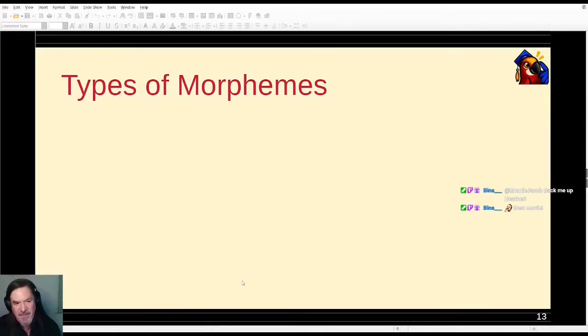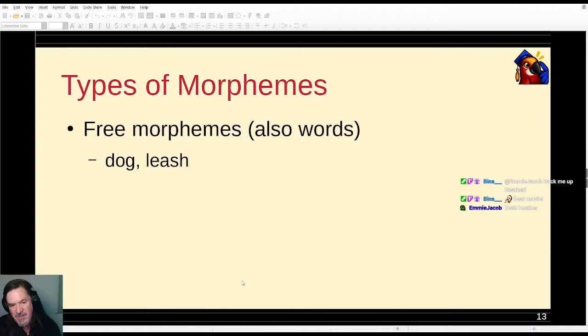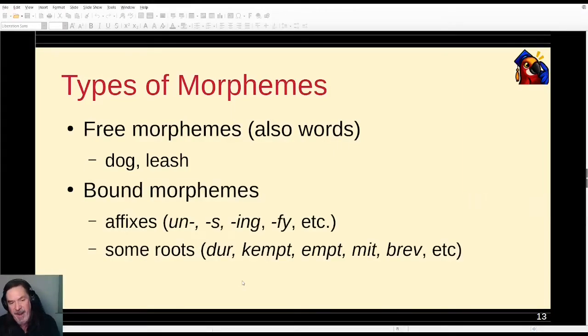Okay, types of morphemes. So one way of dividing up morphemes is between the free morphemes. These are ones that can exist as independent words, even if they might be in a larger complex construction. So dog is a free morpheme, even if it's in a larger word like doghouse or dogged. Leash is a free morpheme because it can exist as a word, even if it's in a word like unleashed. And then you have bound morphemes.